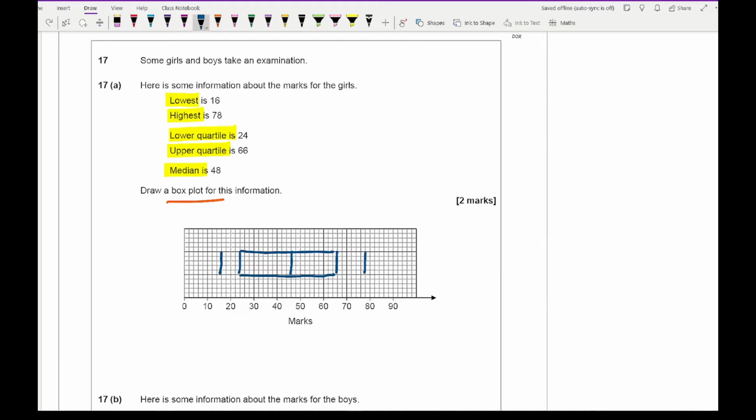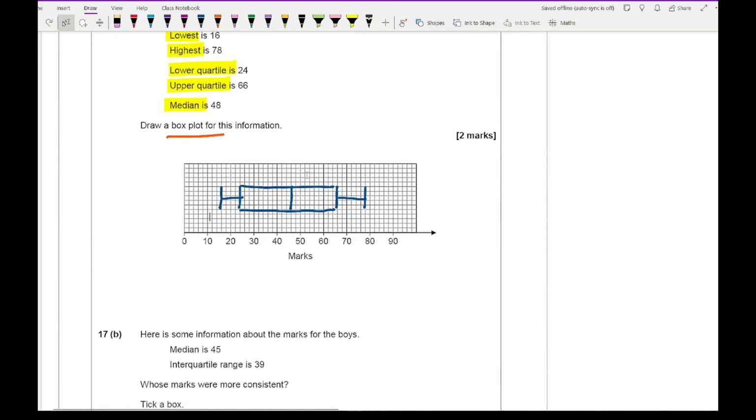Now again, I'm not using a ruler or doing this very neatly. You need to make sure that you are using a ruler and it is drawn neatly, but it should look something that looks like that.